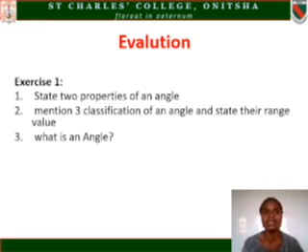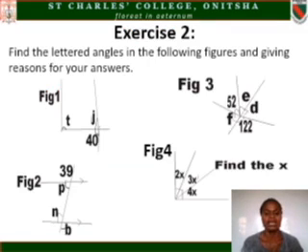So having noted that, we will now end our lesson. But before that, I will give you this evaluation for you to answer. 1. State two properties of an angle. 2. Mention 3 classifications of an angle and state their range value. 3. What is an angle? That is the first evaluation. The second one, from this diagram, find the lettered angles, giving reason for your answer.